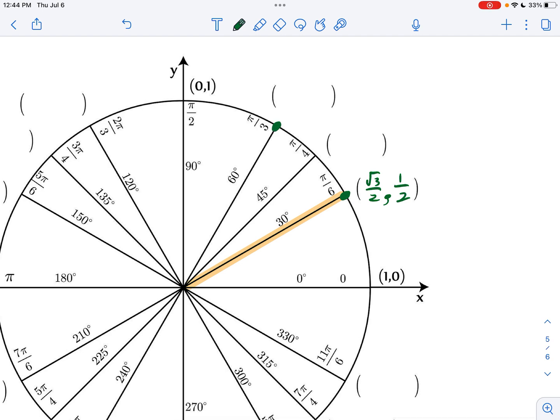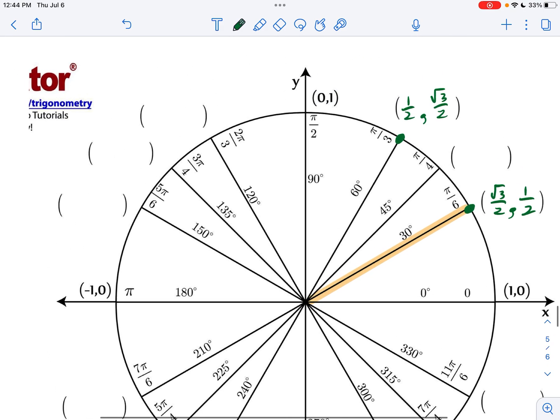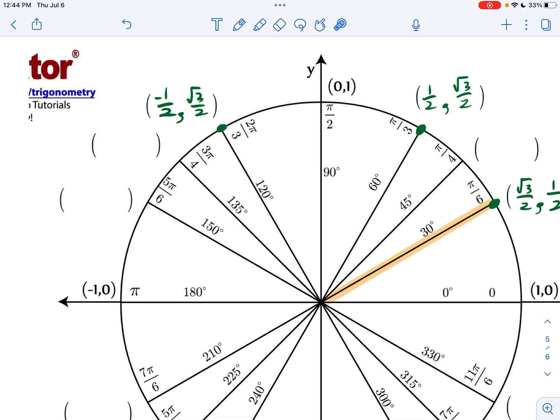Here, for 60 degrees, it's a similar pair. Now I'll notice that this y coordinate is almost 1. So y is this number that's almost 1. X would be 1/2. Over here, y is still almost 1. X is now negative 1/2 because we're going left.